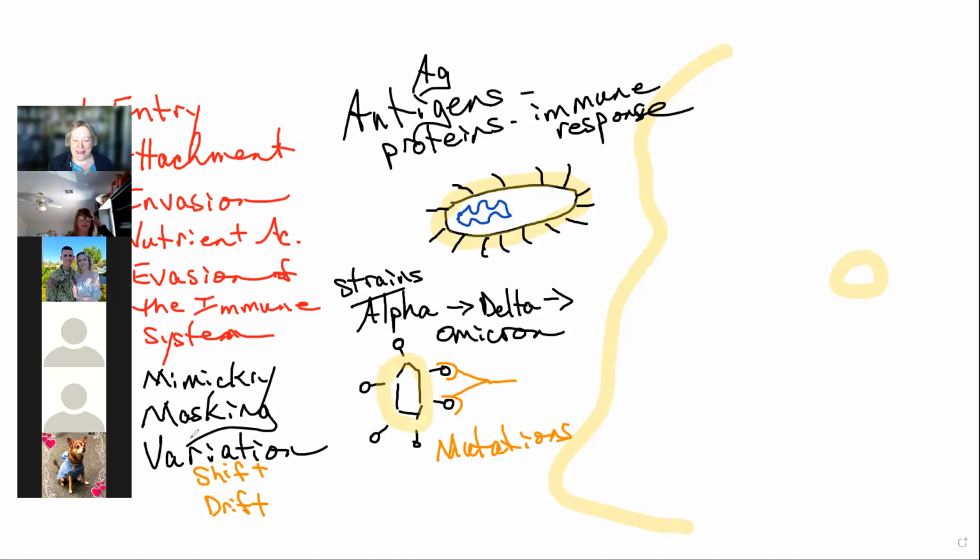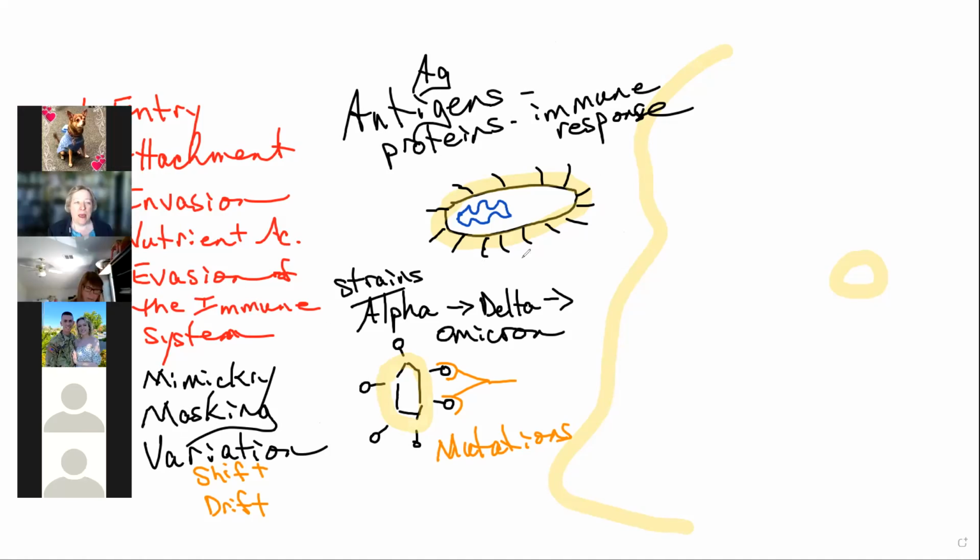Masking. Sometimes they hide their antigens. So for example, this is an example of where the capsule can be important in an evasion.